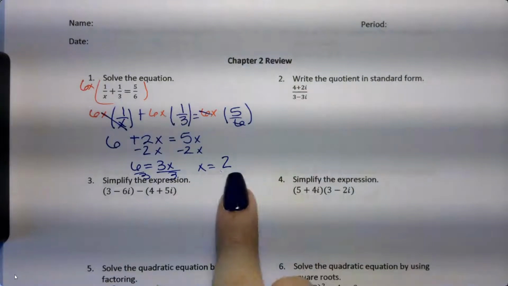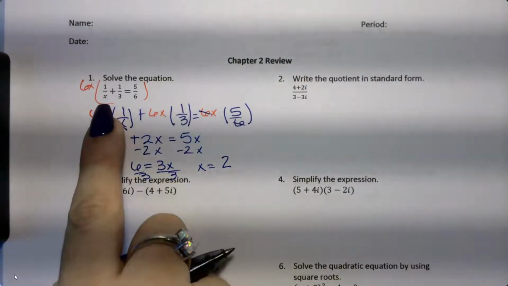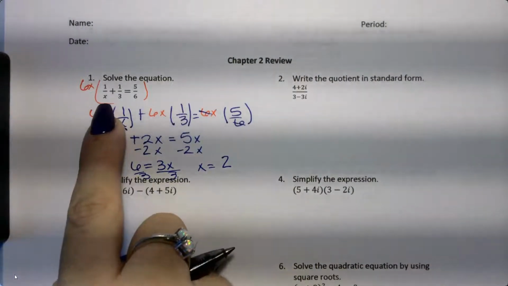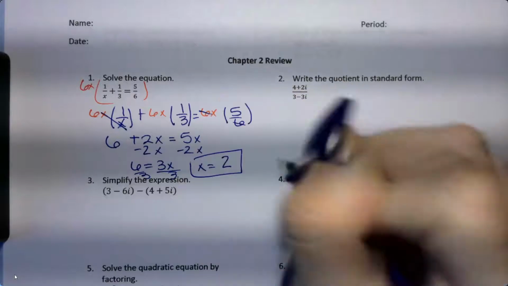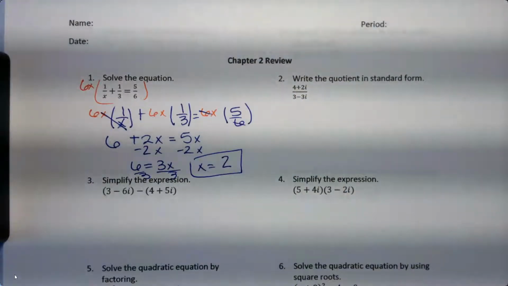And then I just need to double check and make sure if I plug 2 back into my denominator, it would not give me a 0. So it wouldn't because it's just an x. So my answer here is just 2.